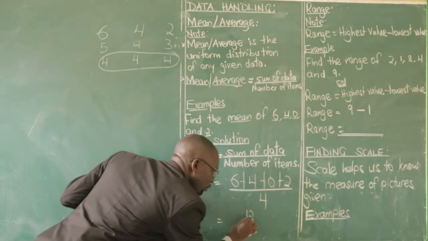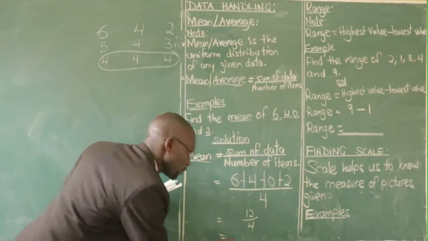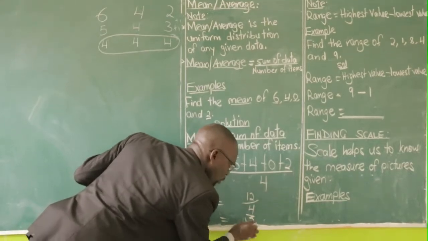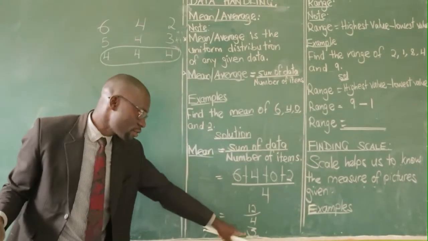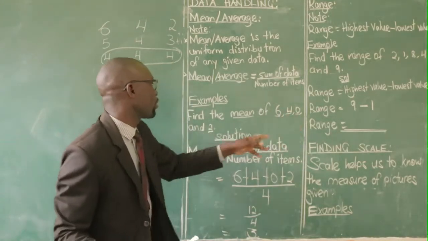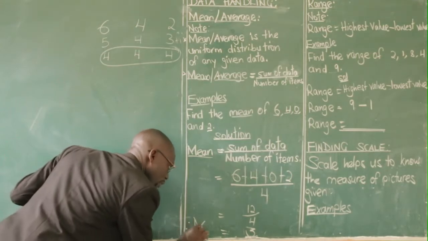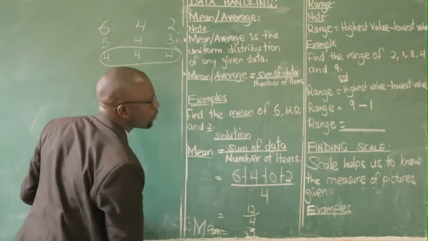So we have 12 divided by 4, which will give us a 3. So 12 divided by 4 is 3. So the mean of 6, 4, 0, and 2 is 3. So therefore, our mean for that case is 3.